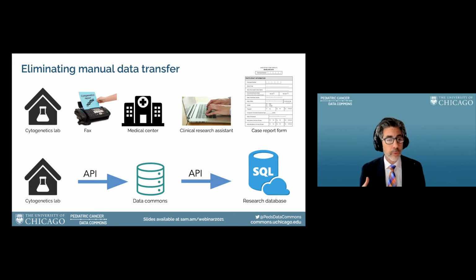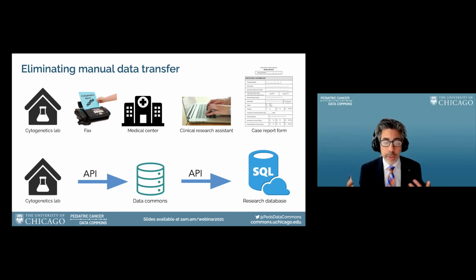As I said before, we have to eliminate this manual data transfer. This actually still occurs where a cytogenetics lab will do tests and they will send the report to the hospital, often by fax. The hospital then takes that fax or that PDF and puts it into their electronic health record as a PDF report. And then the clinical research assistant has to take that PDF and manually key the values into a case report form.